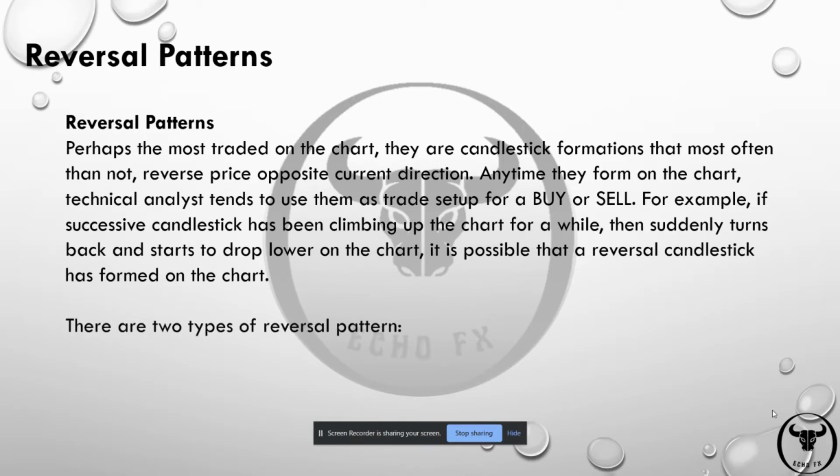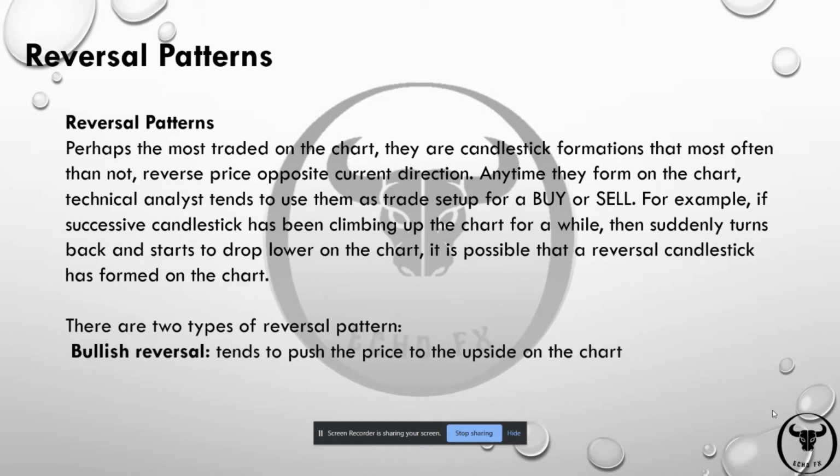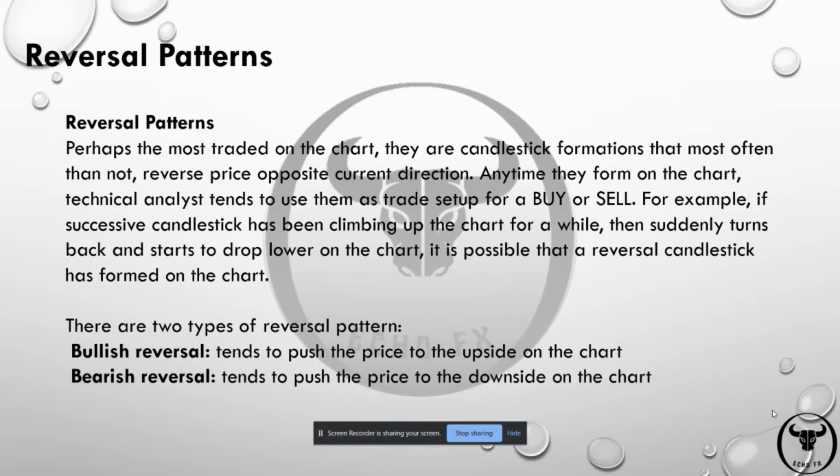There are two types of reversal patterns. We have the bullish reversal, which tends to push price up to the upside on the chart, and then we have the bearish reversal, which tends to push price downwards. Also, one thing we need to note about trading candlestick reversals is that you cannot just trade them alone. They have to be combined with support and resistance. It can either be dynamic support and resistance, or fixed support and resistance. When we talk about dynamic, we're talking about your moving averages, trend lines, and the like.